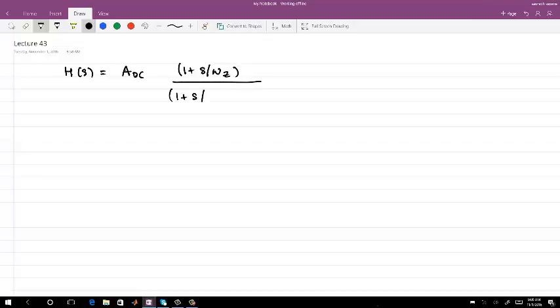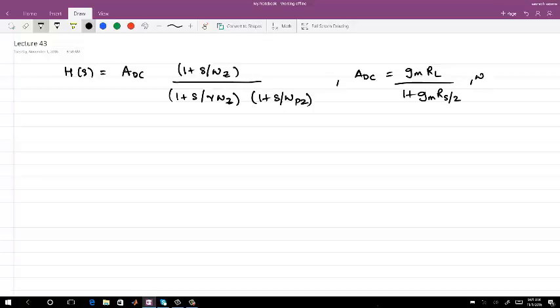divided by (1 + s/γωZ) and (1 + s/ωP2). This was the response where your DC gain is equal to gmRL by (1 + gmRS/2). ωZ was 1/RSCS and ωP1, which is equal to γωZ, let me just write it as (1 + gmRS/2) times ωZ, and ωP2 was 1/RLCS.